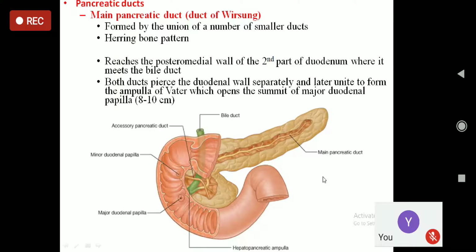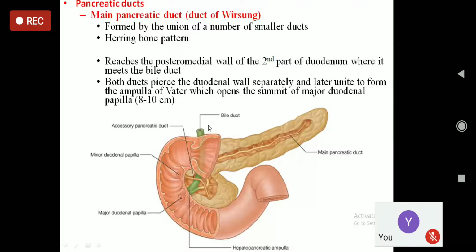So the main pancreatic duct, also known as the duct of Wirsung, is formed by the union of a number of smaller ducts. So here we can see the union of the smaller ducts in the different parts of the pancreas. It looks like a herringbone pattern, also termed the herringbone pattern of the union of the different duct system of the pancreas, and reaches the posterior medial wall of the second part of the duodenum. So this is the posterior medial wall of the second part of the duodenum, where it meets with the bile duct.